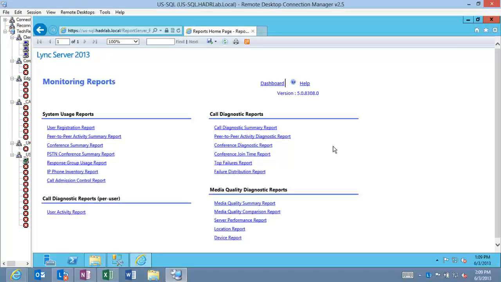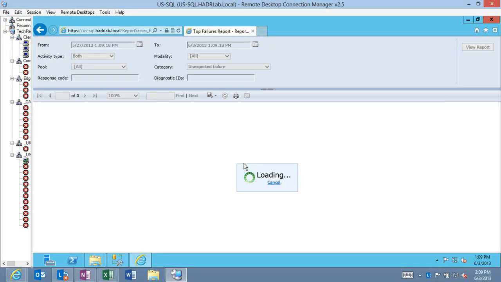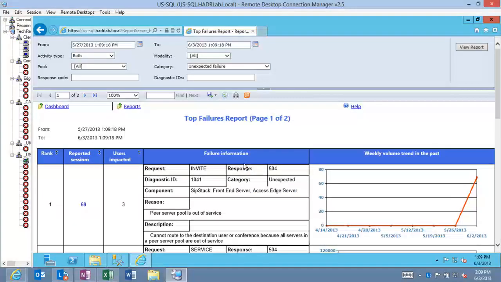The other thing that we want to go through is just a little bit of the proactive top failures report, where you can go through and say, where is it that I'm having the most common issues or most common failures. Just real quick, I want to take you through this. We have the activity type just like before, peer-to-peer and conference. But what you'll see here is a category of expected and unexpected failures. Do you guys know what that means?